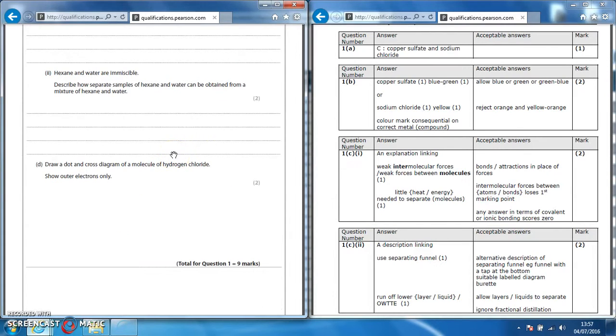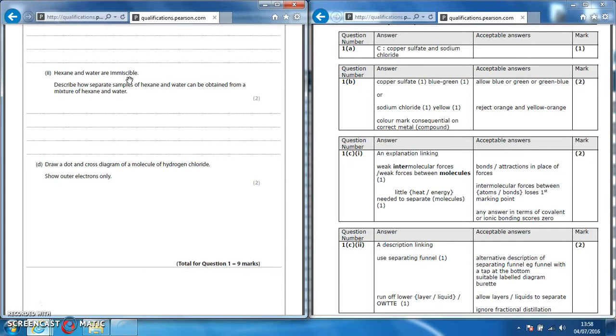Hexane and water are immiscible. Describe how they can be separated. The key word there is immiscible. When you think immiscible, you should be thinking about the lesson where you learn about separating funnels. So that'd be your first mark, saying that you'd use a separating funnel. And that is as simple as like a glass beaker with a tap on it, and you turn the tap, and the most dense liquid starts to pour out the bottom, and you turn the tap off once that one's come out to stop the other one flowing in after it.